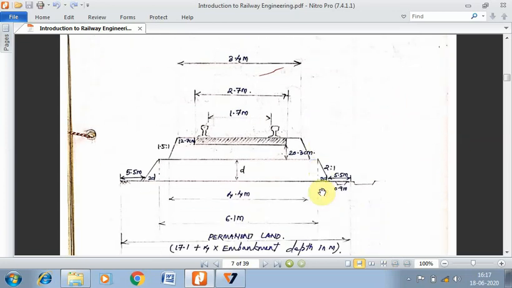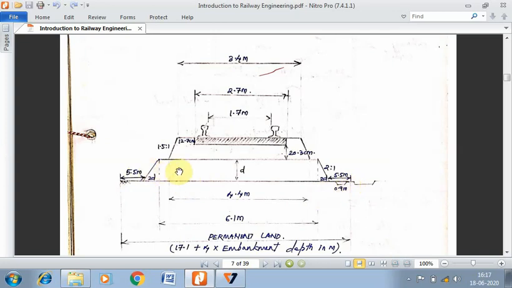Okay, now coming to the typical cross section of this, considering this as the ground level. You will be having the longitudinal drains here, the bottom width of which is 0.9 meters, and the top width is expected to be around 5.5 meters. Okay, so 5.5 meters on either side is the space where the longitudinal drains can be provided.